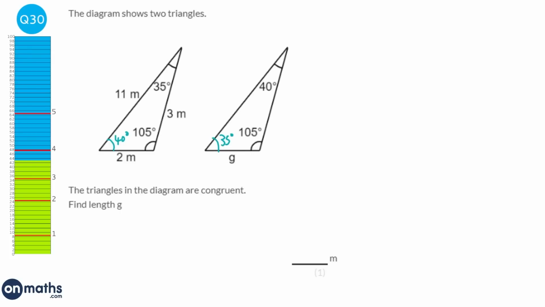So the tempting answer is to say that G is 2 meters, because they're both at the bottom of the shape. But have a look at where 2 meters is, and have a look at where G is. G is between 35 degrees and 105 degrees. It's the length between those two angles. But the 2 meters is between the 40 degrees and the 105 degrees. So if we look at this left-hand triangle and see where the 35 degrees is, it's up here. So actually the corresponding lengths are this one and this one. And because they're congruent triangles, we know that the lengths are going to be the same.